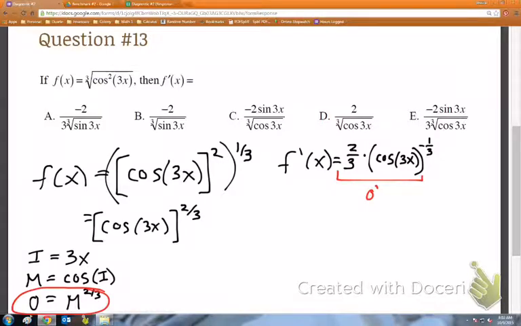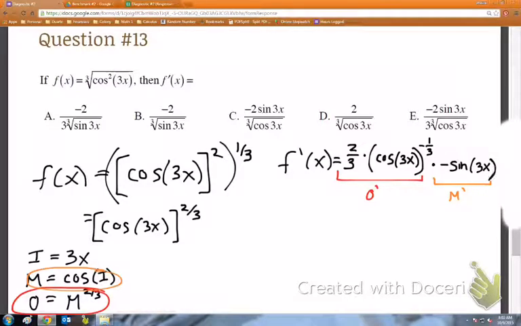I need to multiply that times the derivative of the middle. So the derivative of cosine of the inside is negative sine of the inside. And again, that is the derivative of the middle. So that's m prime. And that came from the derivative of this piece. And then last but not least, let me erase this so I have a little bit of room. Last but not least, I have the derivative of the inside, and the derivative of the inside is 3. So that's the derivative of the inside, I prime. And that came from the derivative of this.